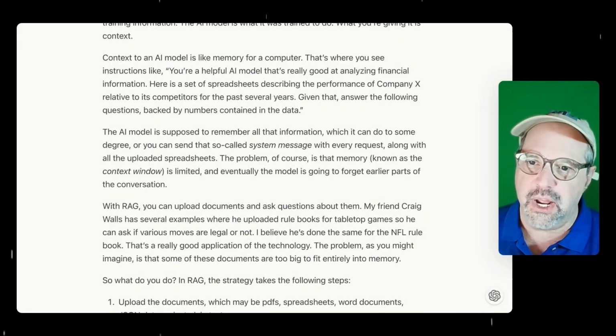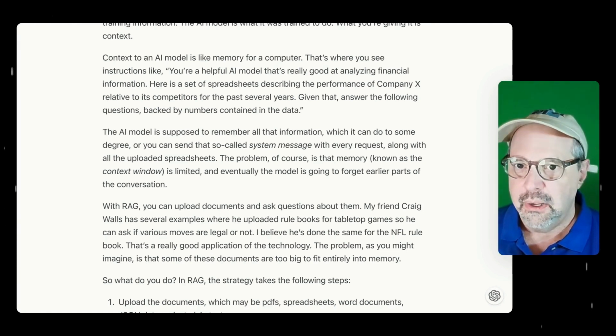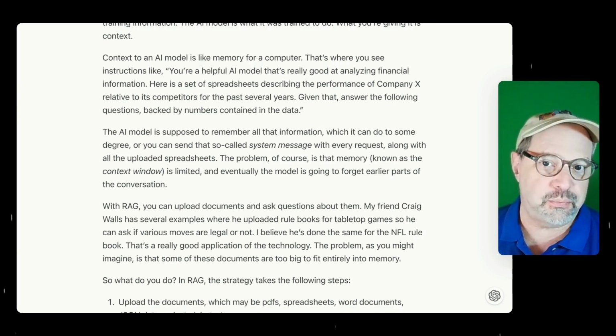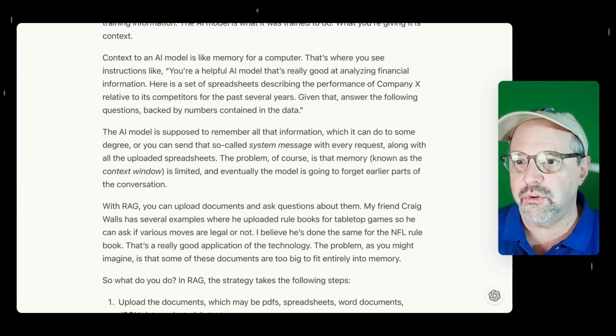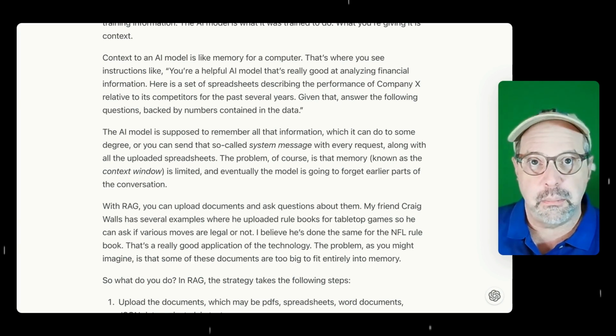You're saying, here's global information I want you to remember when you do the following question. When I give you a question to answer, keep this in mind. So they call that context. And context, a random example, would be something like, you're a helpful AI model that's really good at analyzing financial information. Here's a set of spreadsheets describing the performance of some company relative to its competitors over the past several years. Given that, answer the following questions backed by numbers contained in the data.